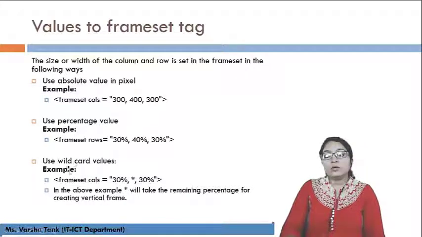And now you can also use wildcard values. Suppose you have divided using 30%, 30%. So the rest of it is what? That is 40%. That 40% will be allocated to the second frame because here we have used the star. So frameset cols is equal to 30%, star and 30%. In the above example, the star will take the remaining percentage for creating vertical frames. Okay, so these are the three different ways of creating the frames.